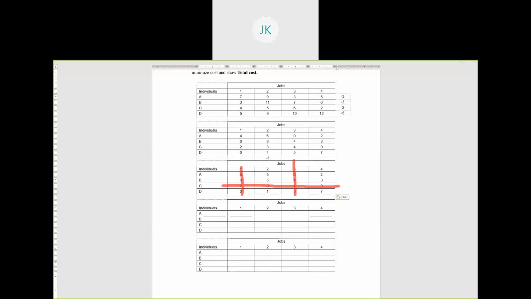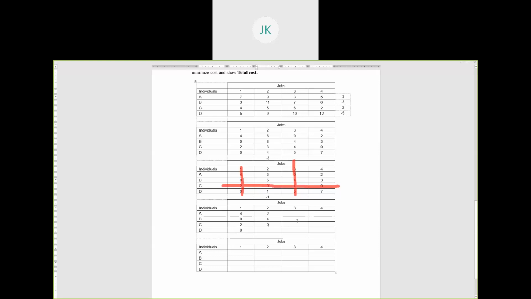Okay, now find the smallest among the numbers not covered by a line: 3, 5, 1, 2, 3, 7. 1 is the smallest. So subtract 1. This column is the same. And this column, 3 minus 1 is 2, 5 minus 1 is 4, and 0.